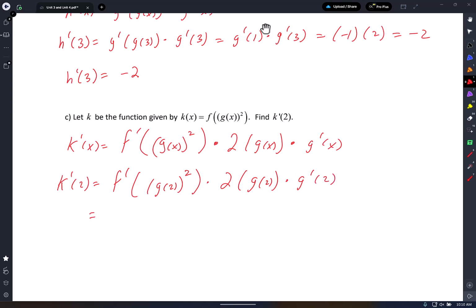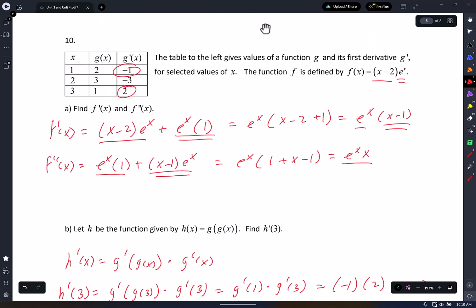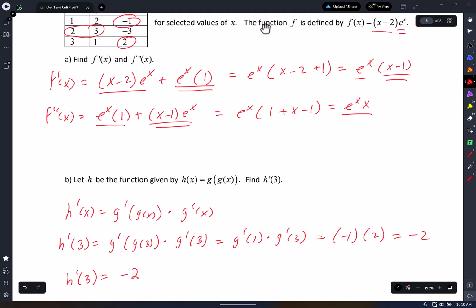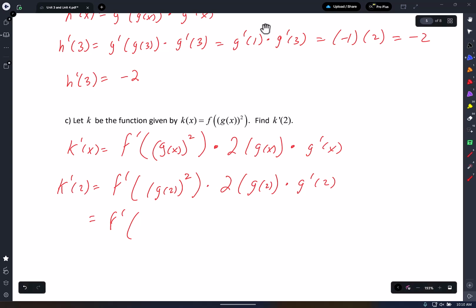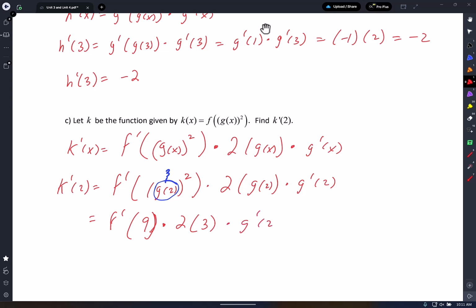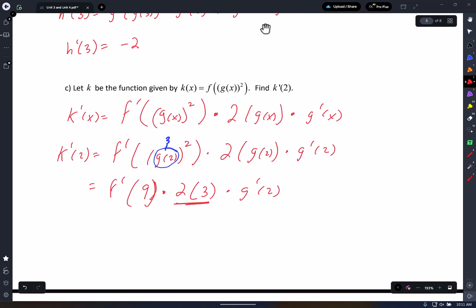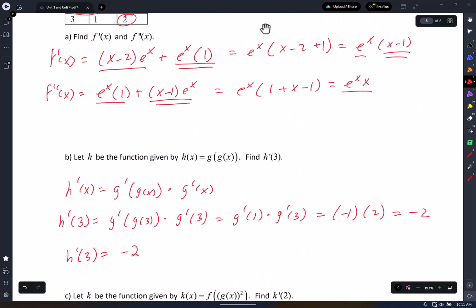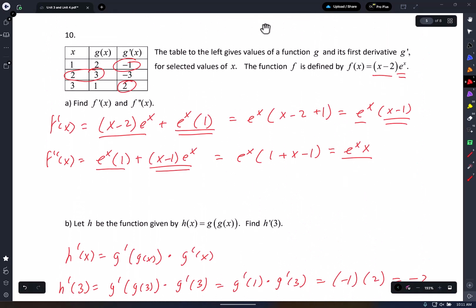All right, let's see. F prime, and then g of 2 is 3. So g of 2 is 3. This guy right here, that's 3. So 3 squared is 9. So f prime of 9 times 2 times, let me make sure I close everything correctly, g of 2, what did we say? Well, that was 3, times g prime of 2. So 2 times 3 is 6. So I'm going to write it like this: 6 f prime of 9 times g prime of 2. So let's see, 6 times f prime of 9. Do I have f prime of 9? Nope, but I can just plug it in here.